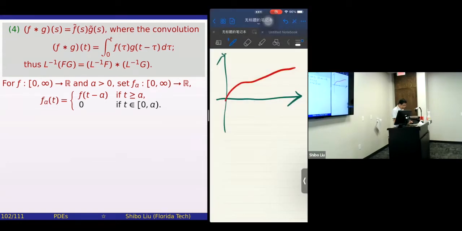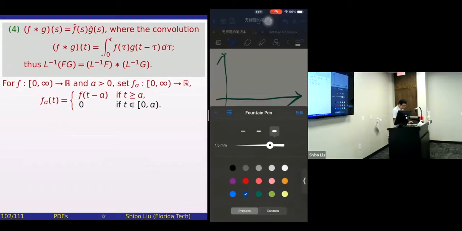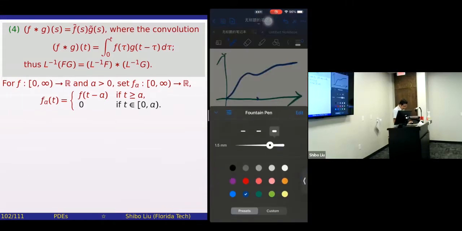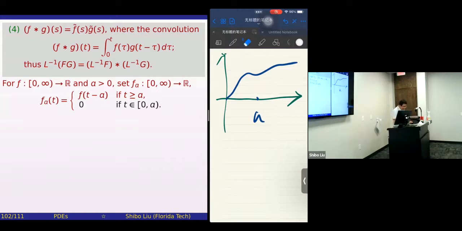Maybe I should not use red. Maybe I use blue. This blue curve is the graph of f, and a is here. Then what's the graph of f_a? f_a is f shifted to a.